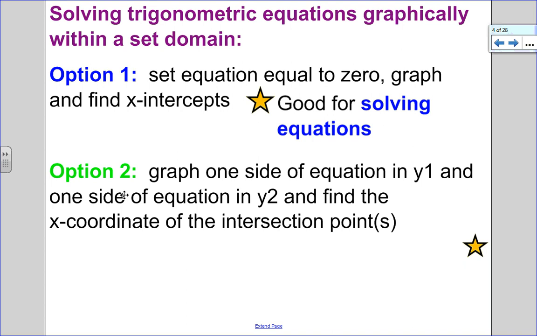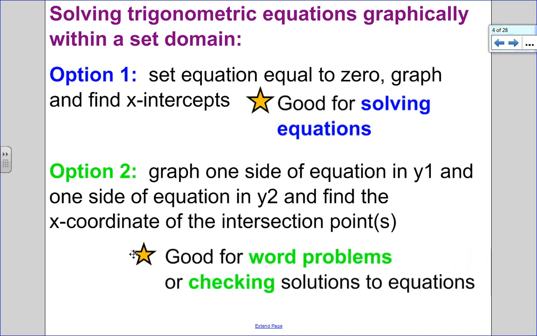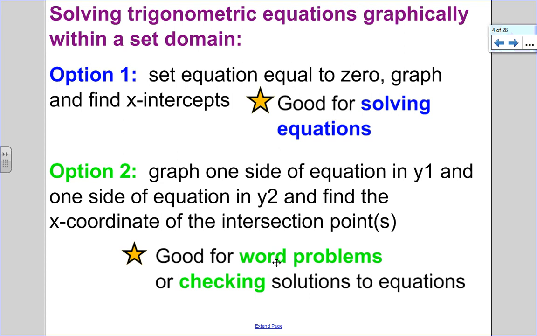Option number 2 is y1, y2 intersect. This method, where you put the left side in y1, right side in y2, find where they intersect, the x-coordinate is the solution, is great for word problems, and I also use this method anytime I want to check to see if I've solved something correctly.